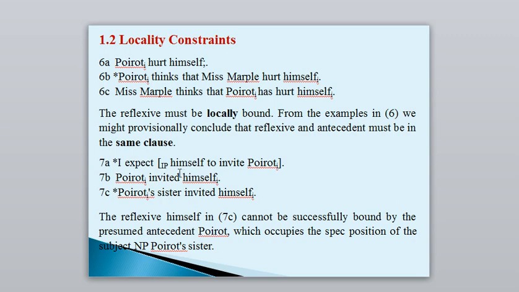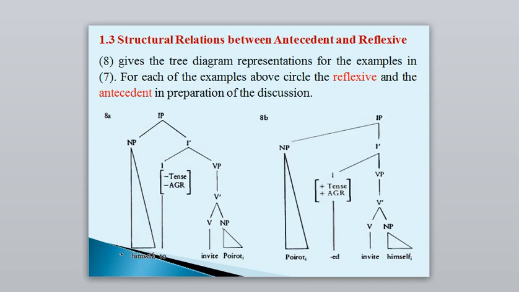I expect himself to invite Poirot. Poirot invited himself, and Poirot's sister invited himself. So look at the tree diagram. For each of the examples above, circle the reflexive and the antecedent in preparation for the discussion. You look at this example, himself to invite Poirot. You see here, himself is before the antecedent Poirot. So this is ungrammatical, as I told you.